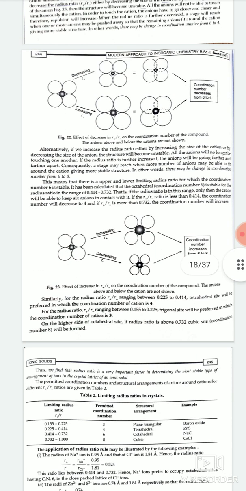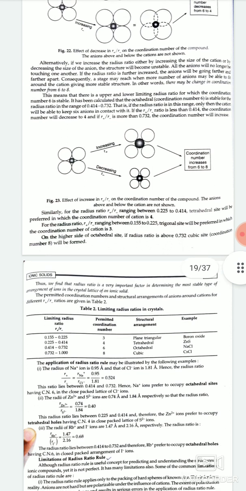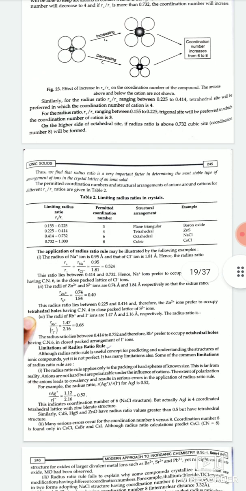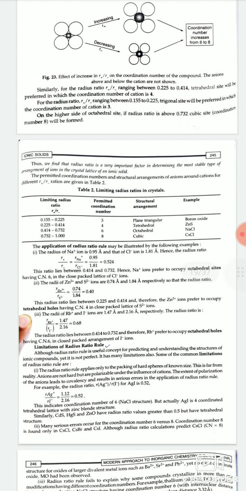be formed. Thus, we find the radius ratio is a very important factor in determining the most stable type of arrangement of ions in the crystal lattice of an ionic solid. The permitted coordination numbers and structural arrangement of anions around the cations are different for R positive upon R negative ratios, as given in the table.